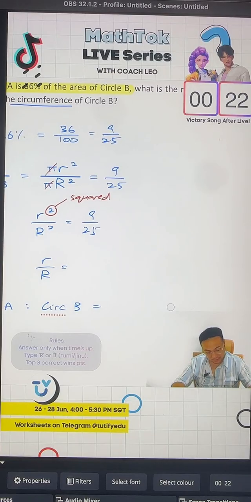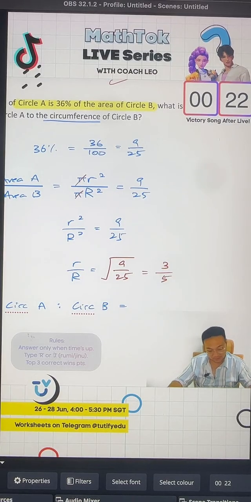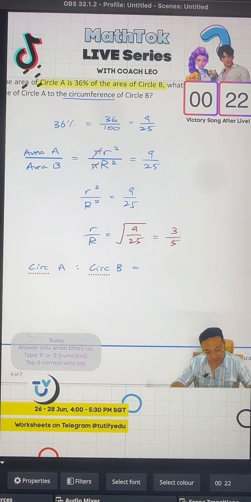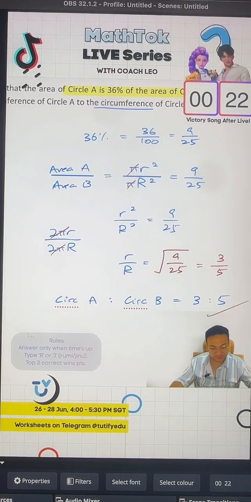So now if you want to find r without the power, we need to square root 9 over 25. What is the square root of 9? 3 times 3 is 9. What is the square root of 25? 5 times 5 is 25. So 3 over 5. And therefore, what is the circumference? Students, in order to find circumference, you need to know the formula. The formula for circumference is 2 pi r. So if you take 2 pi r, the smaller circle, divided by 2 pi r, the bigger circle, you just need to cancel away the 2 pi. Then you're just left with r over r, which is the same ratio that we got. So we can just copy the same ratio here. 3:5. There you go. Very good, students.